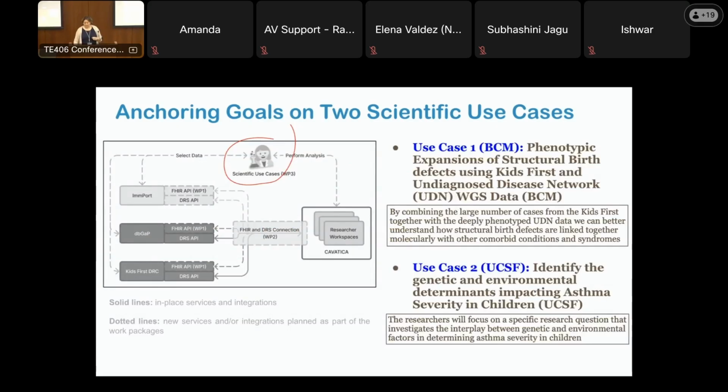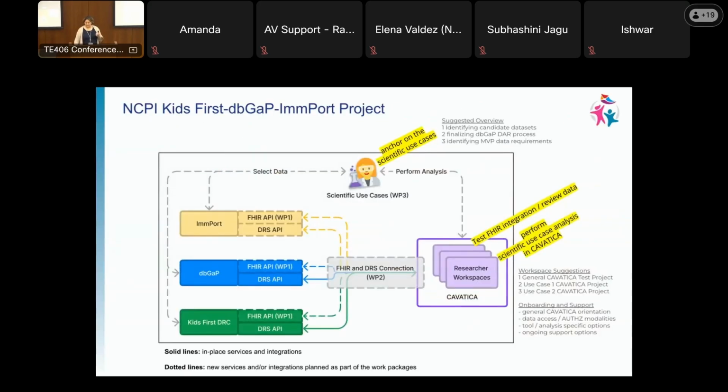So I've talked a fair bit about these at some of the different all hands, but today we're really going to focus on the UDN use case and highlighting some of the data there, of how we pull data from dbGaP and from Kids First. But we also have other models of this with ImmPort and also the pediatric asthma use case. So again, anchoring on the scientific use cases, testing the FHIR integration, and performing those analyses in CAVATICA.